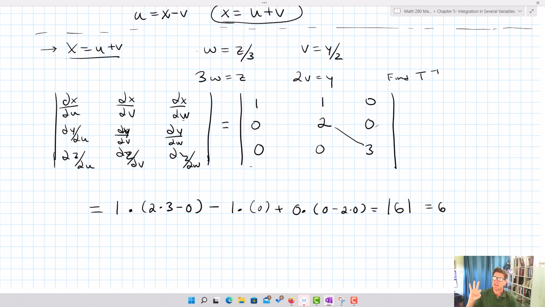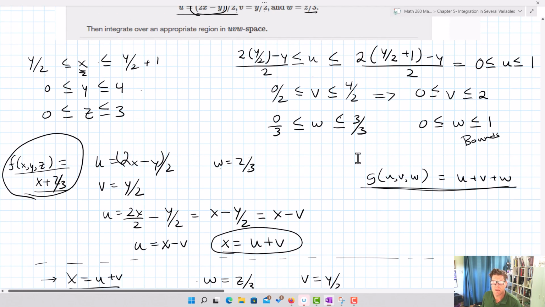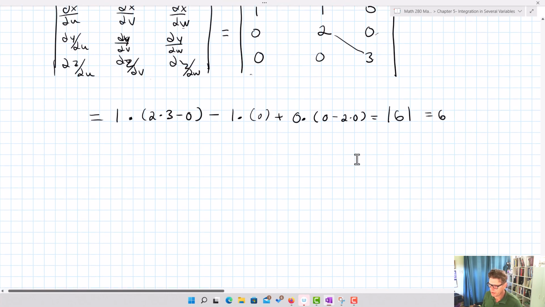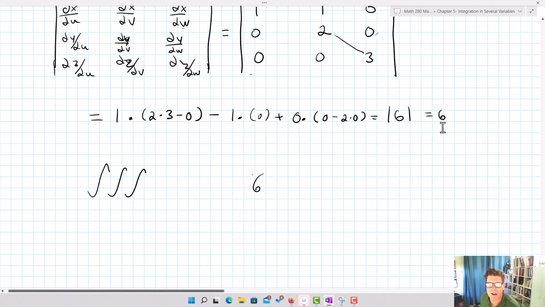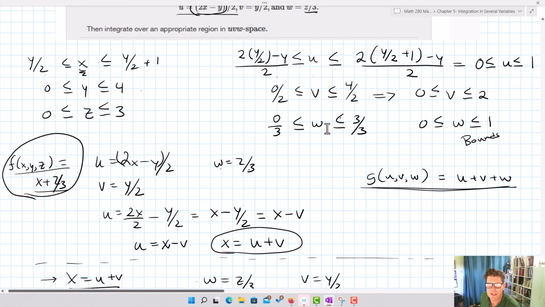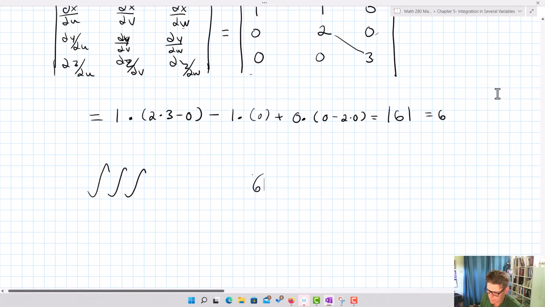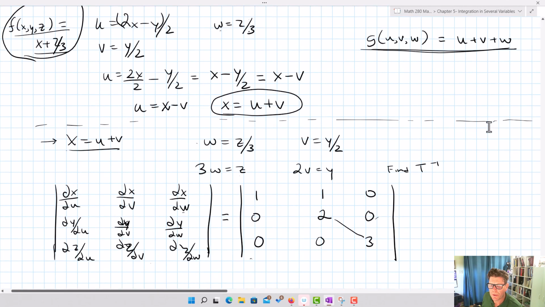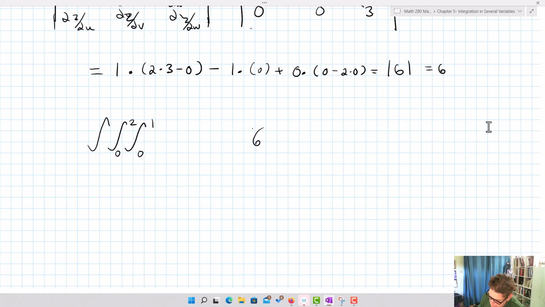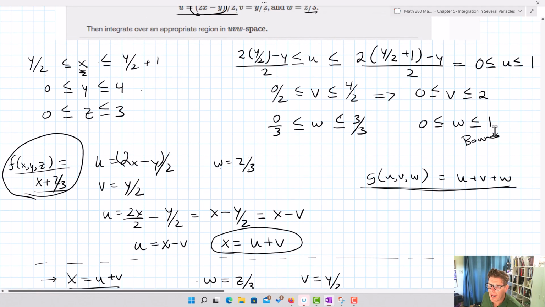So now we've got the three pieces. We've got our Jacobian, we've got our function in terms of u, v, and w, and we've got the bounds of integration. So now I've just got to put that all together in my triple integral. My Jacobian is 6, and we'll figure out what our bounds are in just a second. Let's do u first. So u went from 0 to 1. v went from 0 to 2. And w went from 0 to 1.